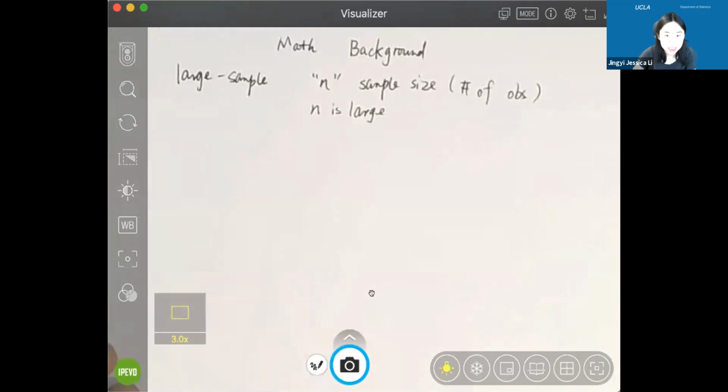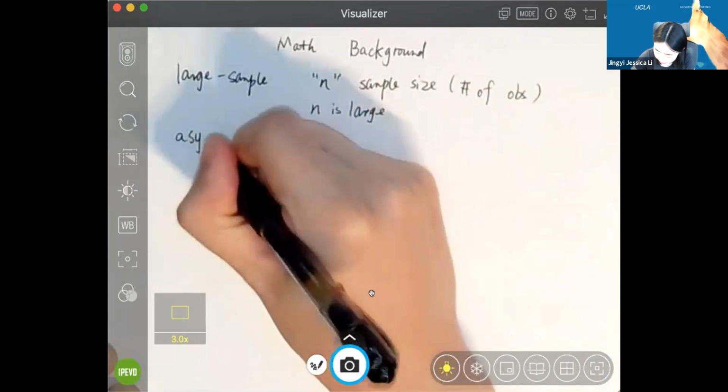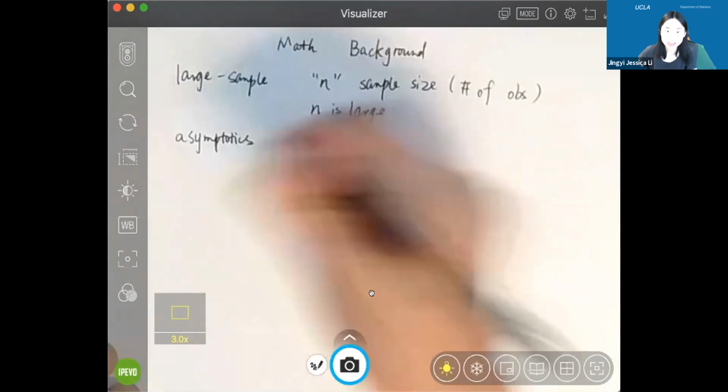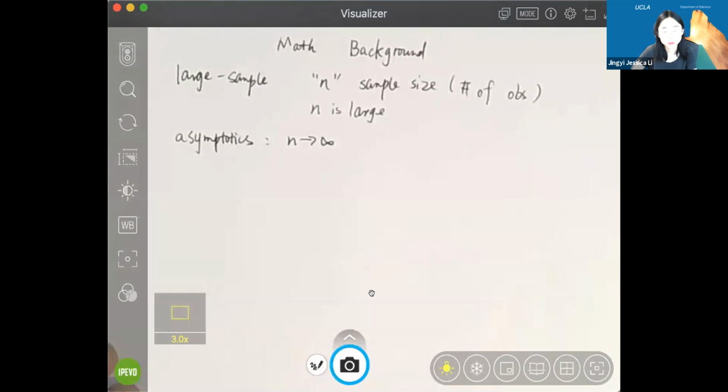Because ultimately, if we let n go to infinity, that's what we call asymptotics. When we let n go to infinity, we are basically capturing the whole population. Our sample becomes the population, right? Then that behavior is the optimal behavior we can get using statistics. So the behavior of our statistic when the sample size is large is a way for us to probe into the population based on our sample. And that's the optimality we could aim to achieve if our sample is large enough.